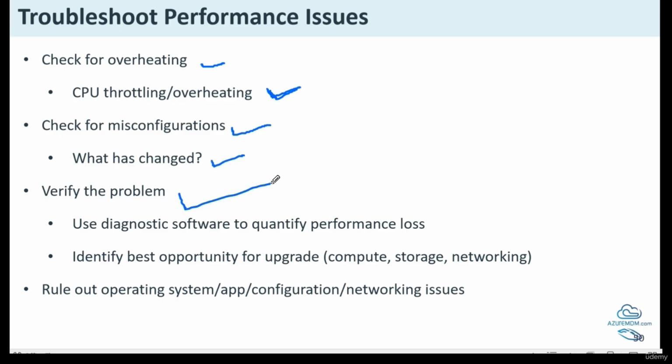Now, verify the problem. Test whether the issue persists across applications. You can also reboot to confirm it is not temporary. Use diagnostic software tools like HWMonitor or UserBenchmark. They measure performance gaps. Identify upgrade opportunities. Boost speed by upgrading the RAM, SSD, or network hardware.